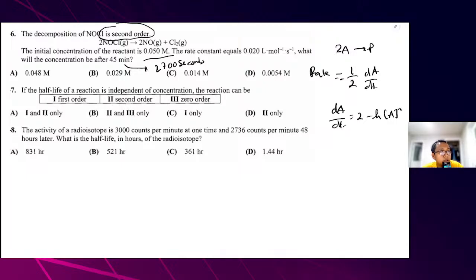All right, A squared. And we know we can proceed with the integration, and then at the end we will get 1/[A] minus 1/[A]0 equals plus kt. Using the integration. If we want to proceed completely, it is quite difficult. I want to make it easy, however we can do it. Okay, we can do it together.